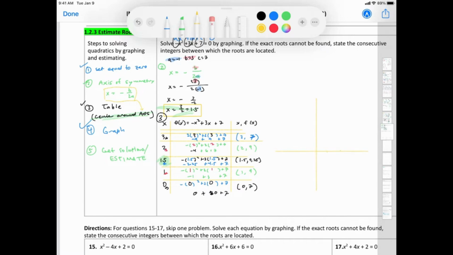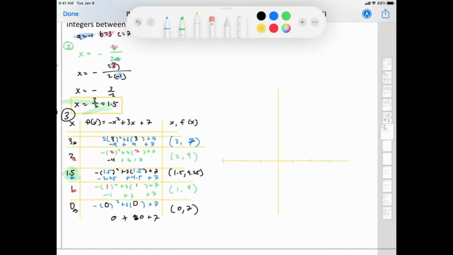Okay, 1, 2, 3. 1, 2, 3. 1, 2, 3, 4, 5, 6, 7, 8, 9. I cannot draw straight lines. Boom, thank you. Okay, that is 9, and that's a 1. Let's go ahead and graph that. Right 3, up 7.